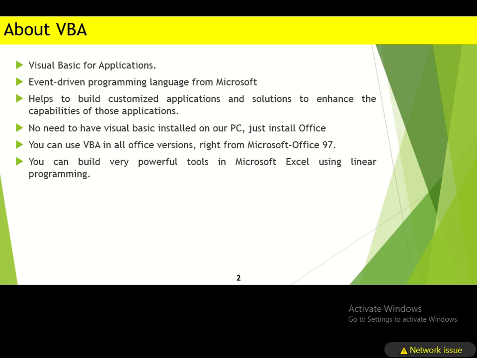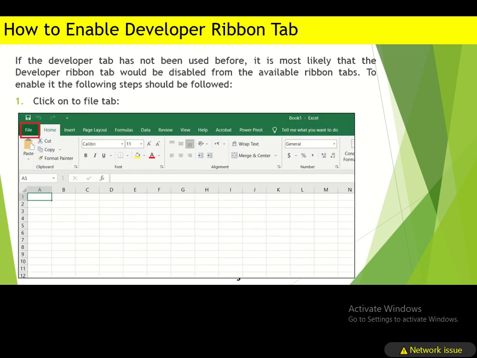Now, if you have MS Office in your laptop, you don't have to worry about installing VBA. MS Office in the background is using VBA, and it is in all Excel versions, in all Microsoft Office versions. And you can use it with MS Excel for doing linear programming. You may not have used this option earlier, so you have to activate it in your Excel sheets.